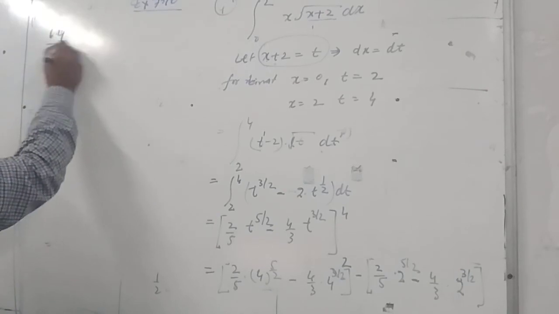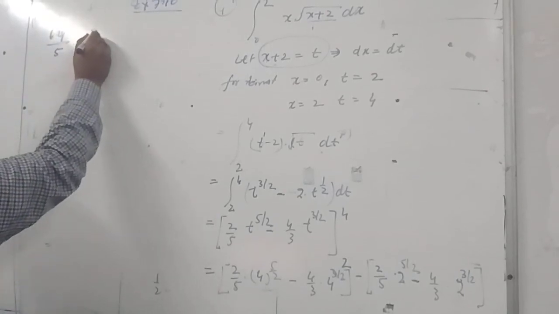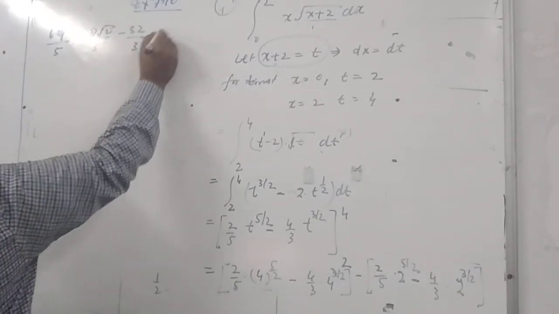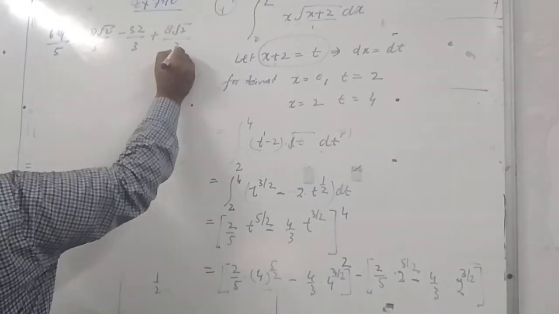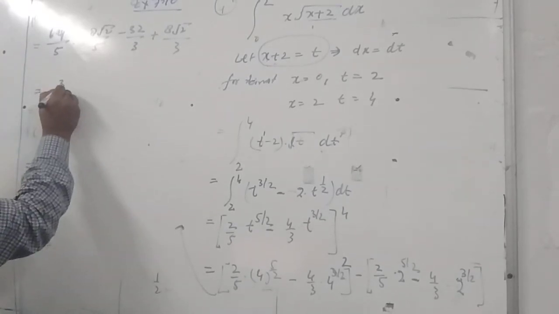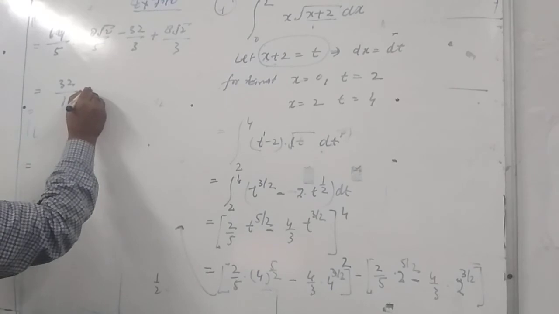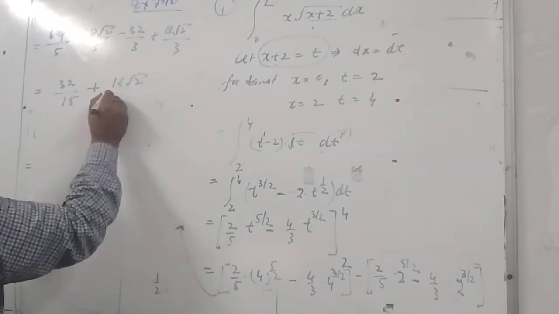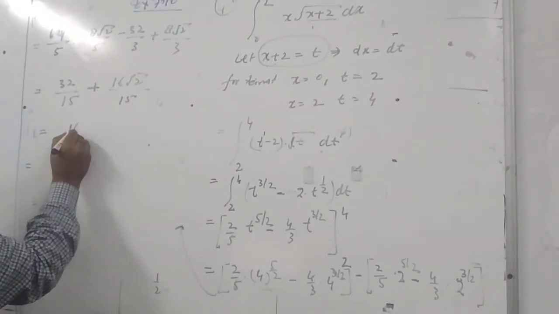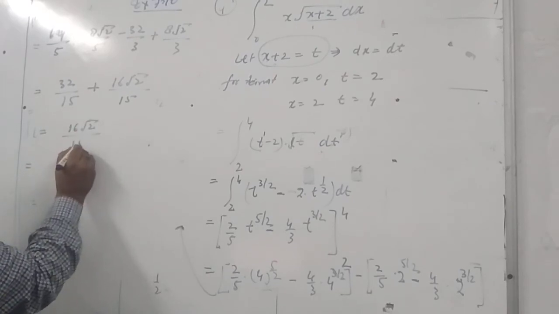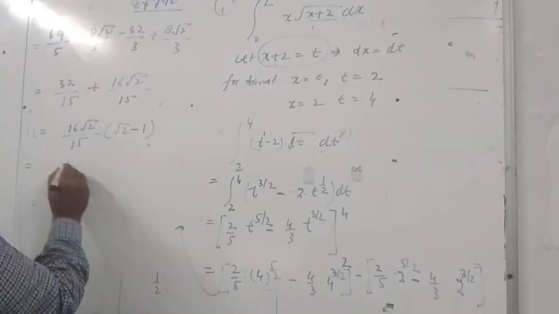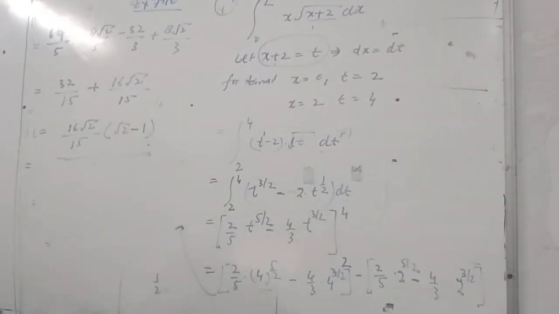So I am writing the value as 64/5 minus 8 root 2/5 minus 32/3 plus 8 root 2/3, which comes after the calculation. For further calculation, 32/15 plus 16 root 2/15. Finally, you can write it as 16/15 times (root 2 minus 1)... this is the final answer.